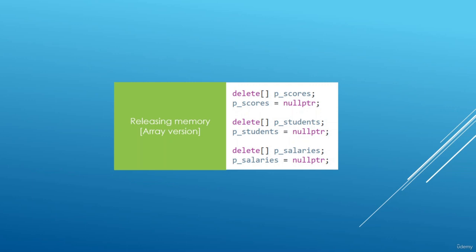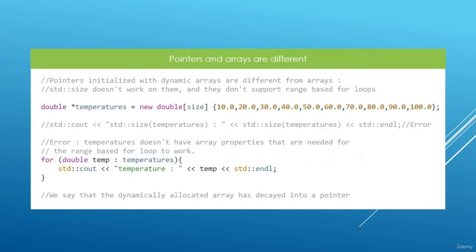Before we head over to Visual Studio Code and play with this though, I want you to keep in your mind that arrays you allocate dynamically on the heap are very different from the arrays that we have learned about before. That's because they don't work with std::size and they don't work for range-based for loops. The reason for all these limitations is that when you do something like this, the array really decays into a pointer and it loses information that would otherwise be used to deduce the size that is used by std::size.